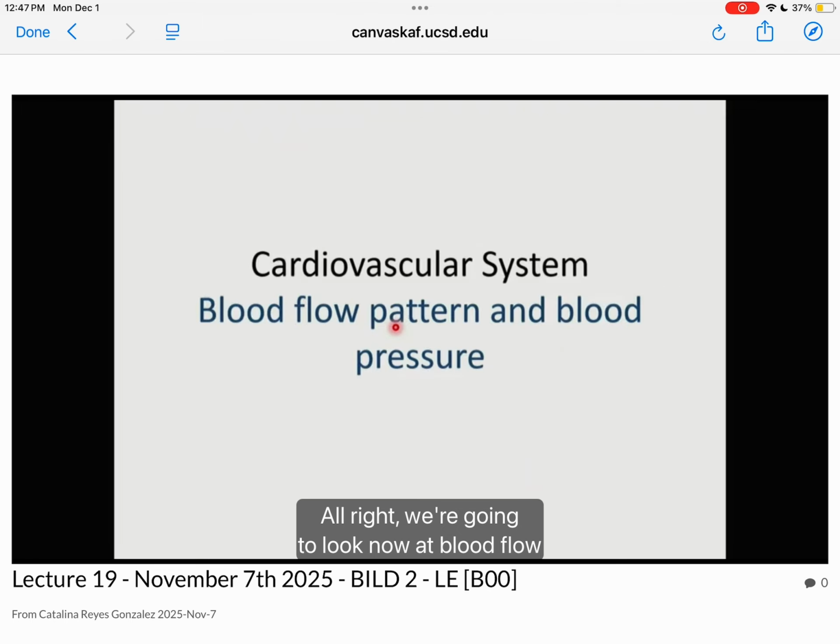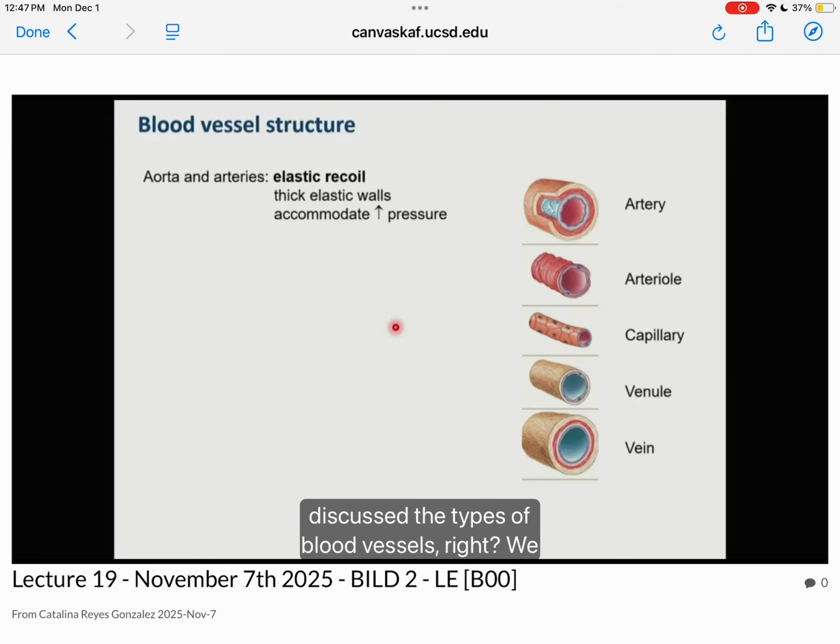All right, we're going to look now at blood flow patterns and blood pressure. And we've already discussed the types of blood vessels, right? We looked at the aorta and the arteries, saying those are the blood vessels that do that elastic recoil. So you see here we have the tunica externa, which is that outer layer that has elastic fibers, so proteins that are elastic. We have the middle layer, which is smooth muscle, and that's the tunica media. And the inner layer here in blue is the tunica intima, which is just one layer of endothelial cells that are in contact with the blood flowing through the lumen of that blood vessel. So arteries and aorta have a lot of that tunica externa or elastic protein. So they do this elastic recoil.